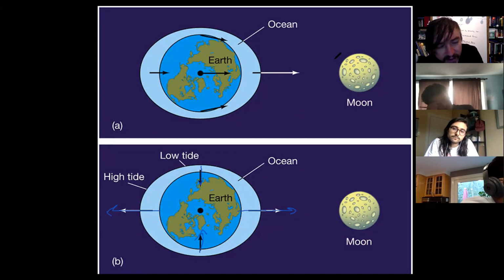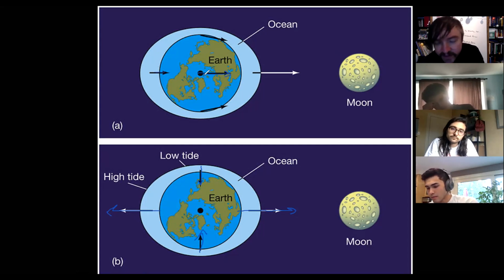Another way to think about the second high tide is you could imagine that the center of Earth is getting tugged stronger than the backside. So you're actually tugging Earth away from the water.